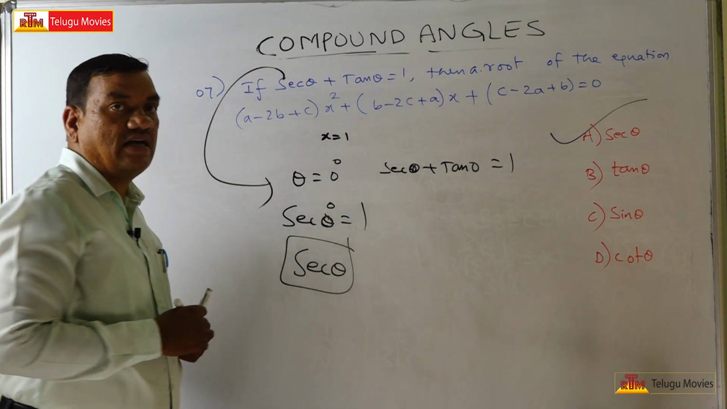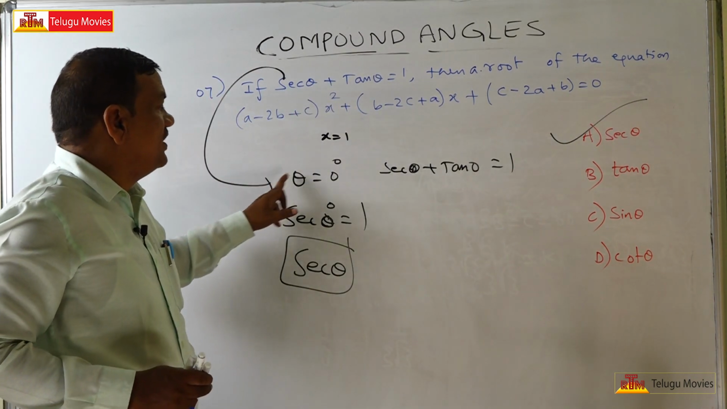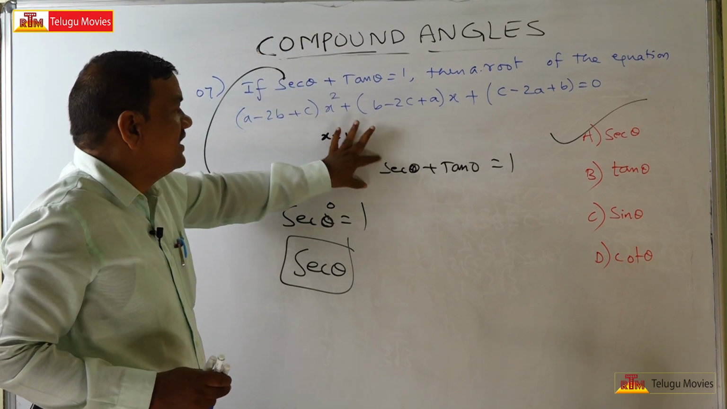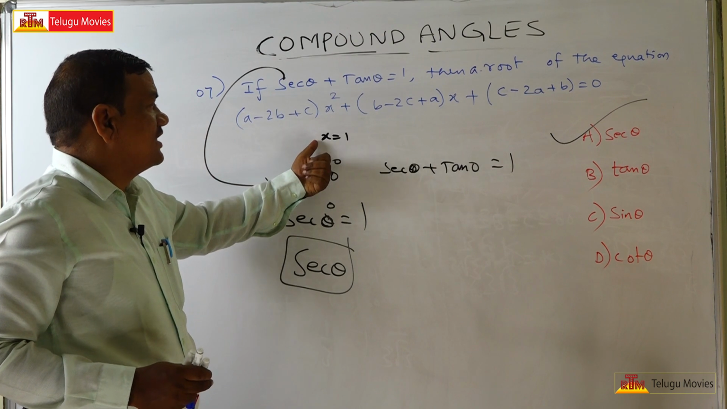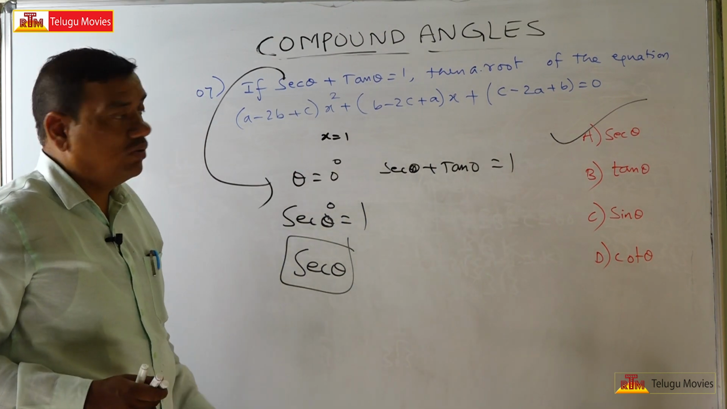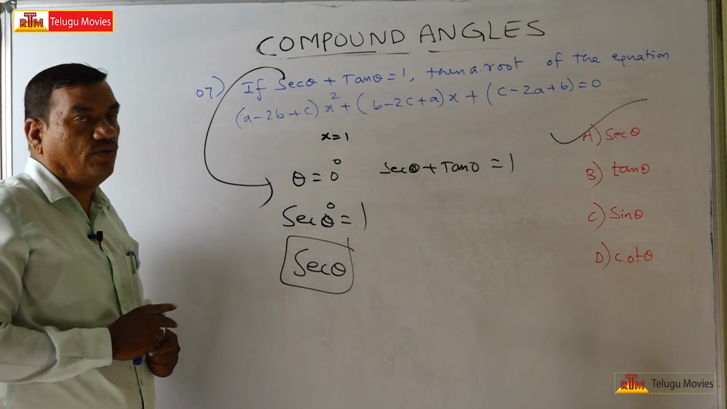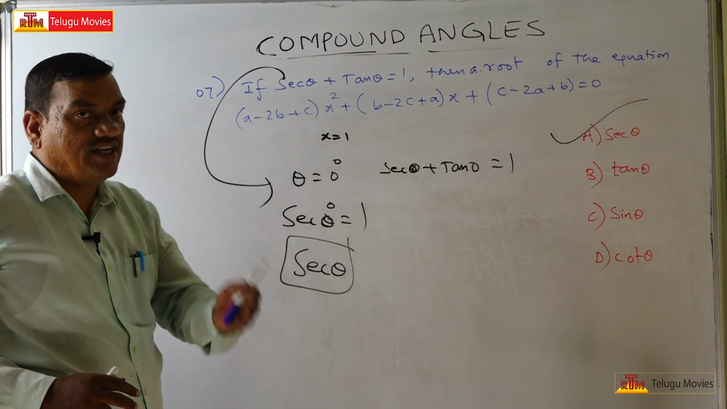Very nice logic here. For this equation, if theta is equal to 0, then the equation will be satisfied. That means secant theta, but when theta is equal to 0, x should be equal to 1. If you put x is equal to 1, the equation will be satisfied. I hope that you understand this solution. Let us go for the next problem.